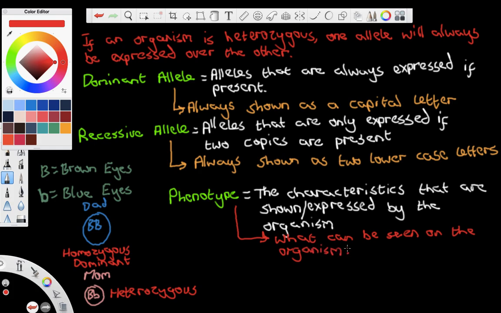So if we were thinking about the phenotypes of mom and dad, dad has two dominant alleles and he only needs one dominant allele to be expressed. Because he's got two of them, he can only have brown eyes. So dad's phenotype would be brown eyes. Mom, on the other hand, has got one brown eyes, one blue eyes allele. But because brown is dominant, it is always expressed, so she will also have brown eyes.